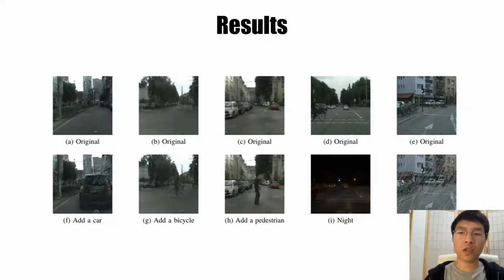The figure shows examples of generated transformed images of 5 behaviors.